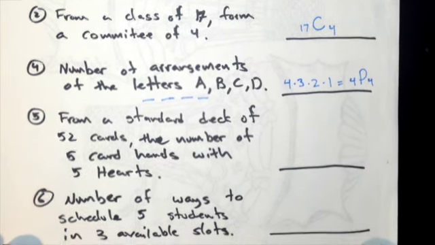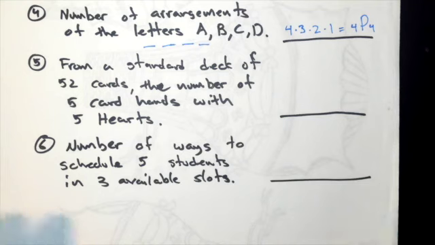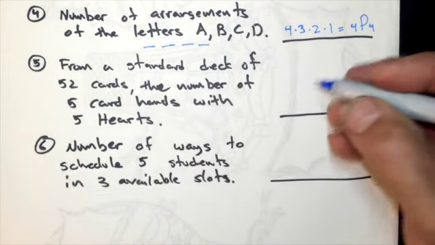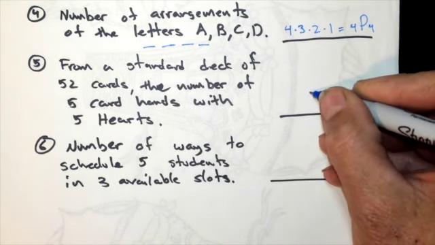We'll see that. Okay, from a standard deck of 52 cards, the number of 5 card hands with 5 hearts. Okay, we need to count how many 5 card hands there are with 5 hearts. Now, there are 13 hearts in a deck. So what do you think that is? Okay, so we don't care about order because a hand is a hand. You could rearrange them. So we're going to definitely do a combination.